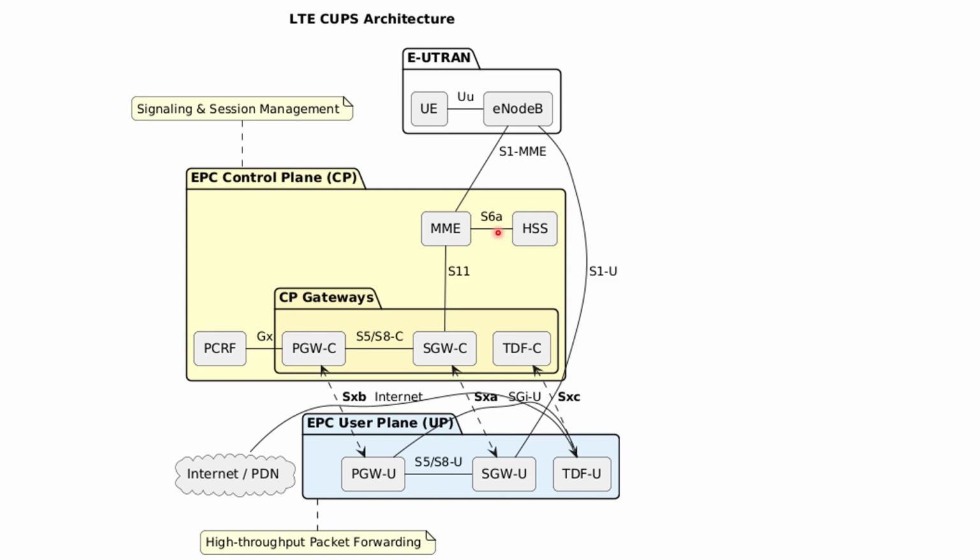By adding this architecture, one more interface is introduced, the Sx interface, which allows the control plane to control the user plane, and it is based on PFCP, the Packet Forwarding Control Protocol. Here we have the Sxa interface that connects SGW-C to SGW-U. Sxb connects PGW-C to PGW-U, and Sxc connects TDF-C to TDF-U. So that's all from this section.